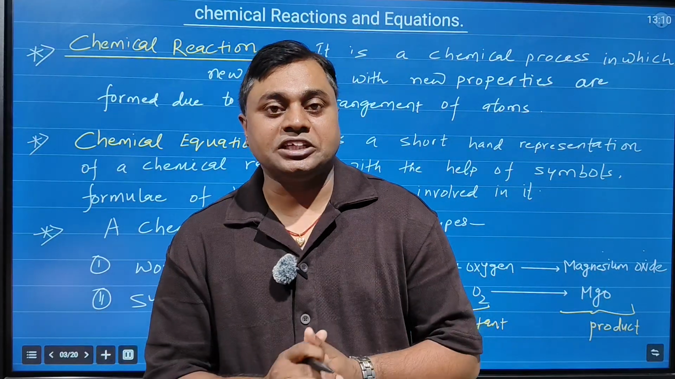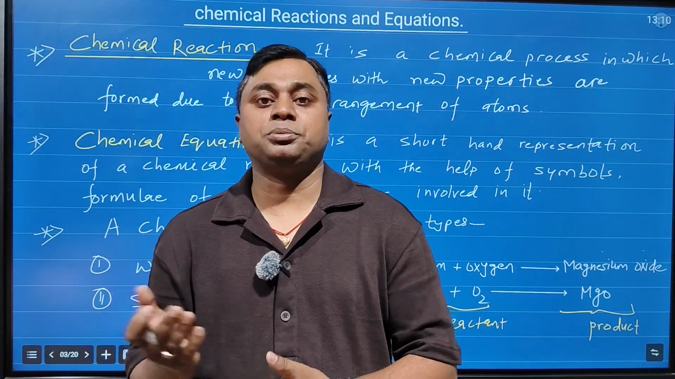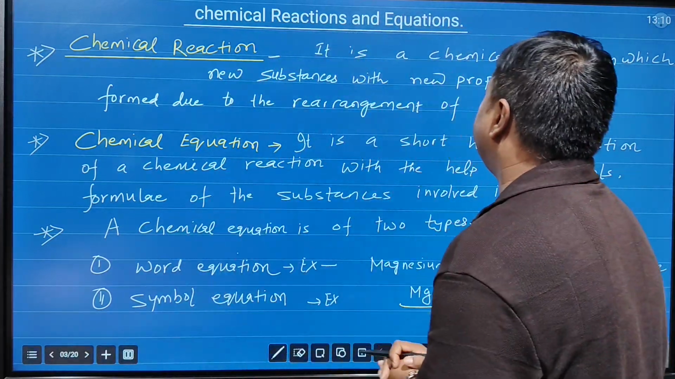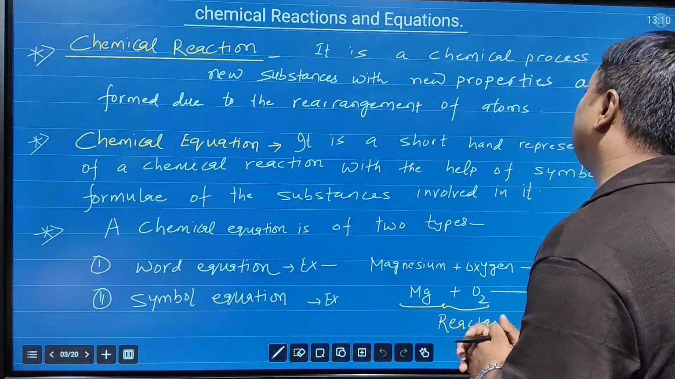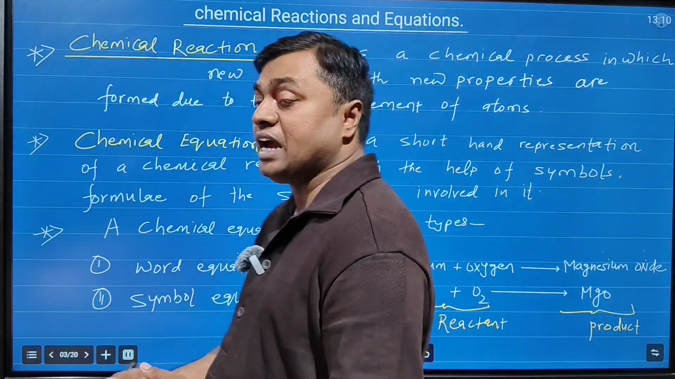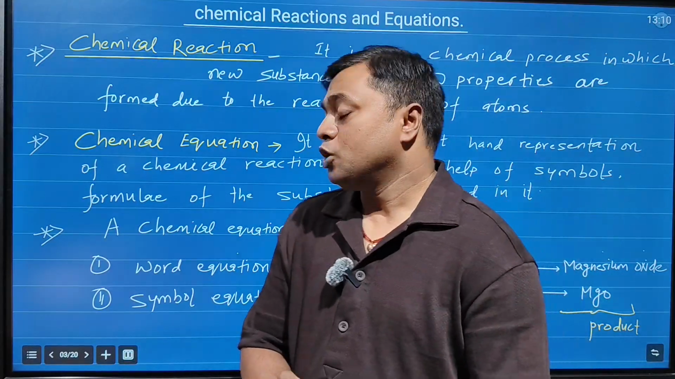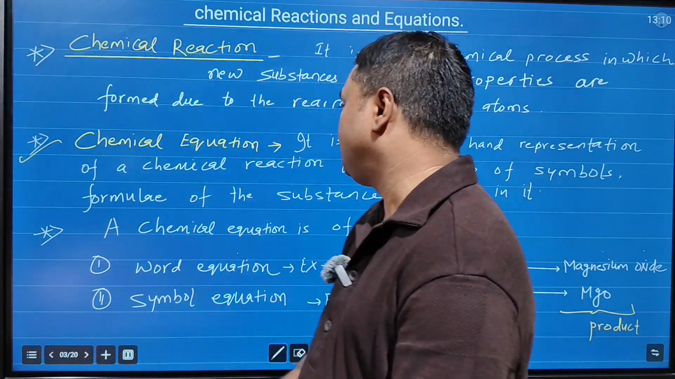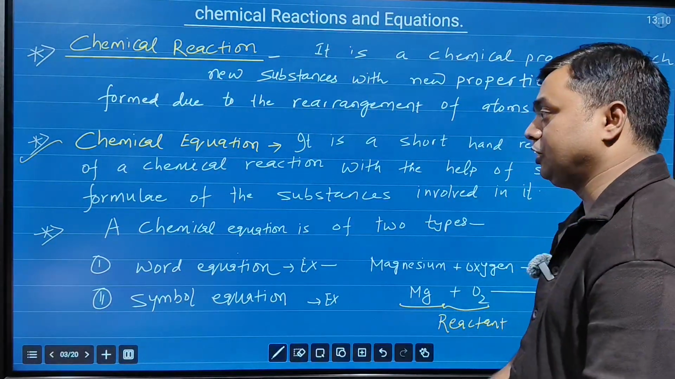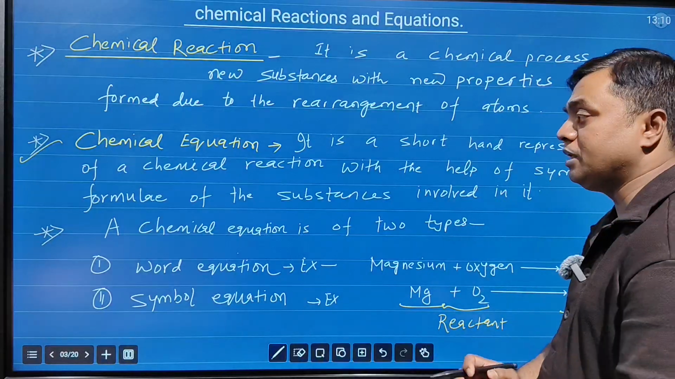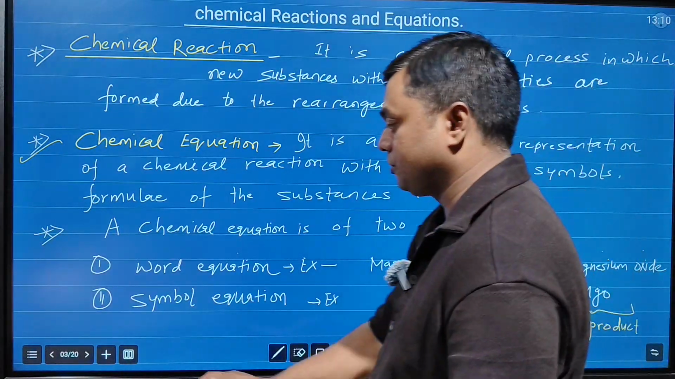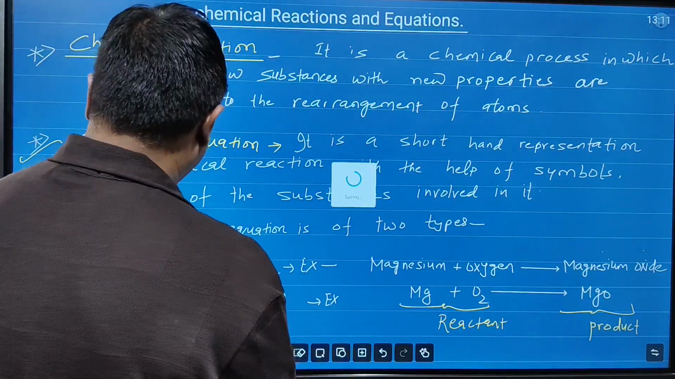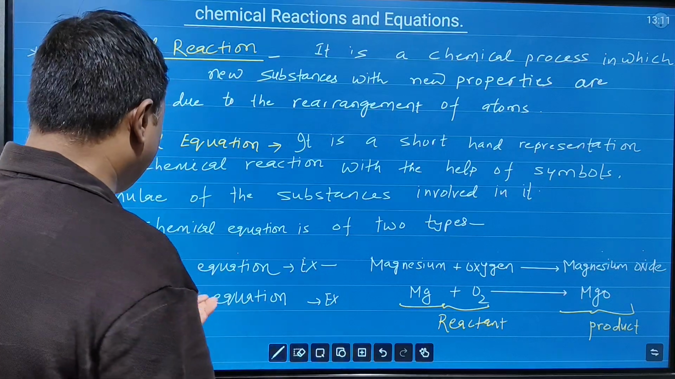When we talk about chemical reaction, it is a chemical change, yes or no, in which new substances are formed, okay, with new properties. Okay, let's see the definition. It is a chemical process in which new substances with new properties are formed due to the rearrangement of atoms. Yes or no? So we are representing a chemical reaction in the form of an equation called a chemical equation. So it is a shorthand representation of a chemical reaction with the help of symbols and formulae of the substances involved in it. Okay, so you see a chemical equation can be represented in two ways: word equation and symbol equation.